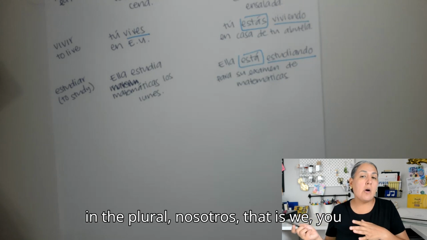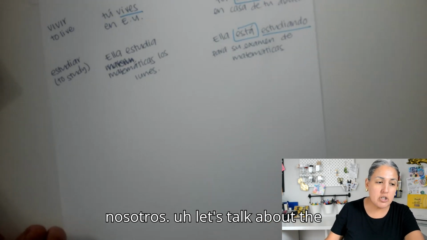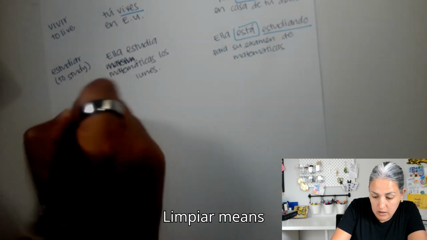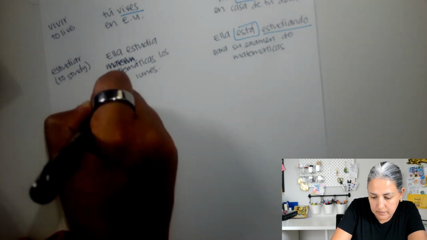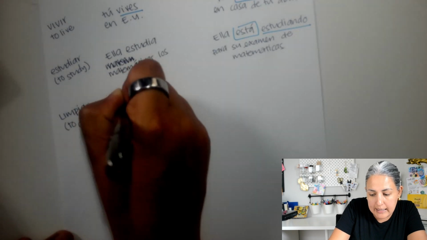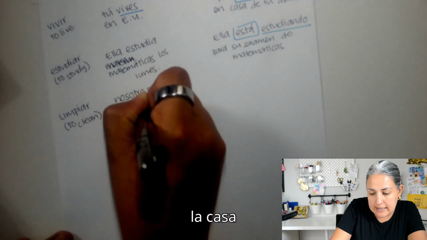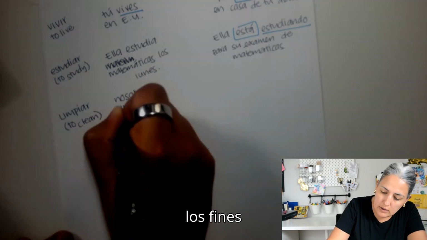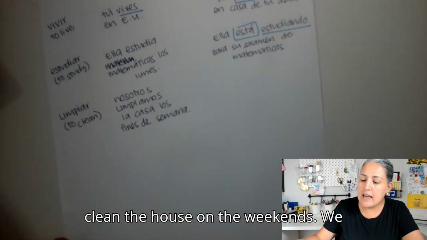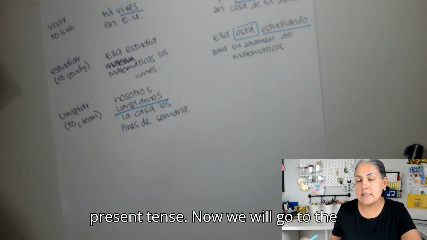Let's do another one in the plural. Nosotros, that is we. You are included when we're talking about nosotros. Let's talk about the verb limpiar. Limpiar means to clean. Nosotros limpiamos la casa los fines de semana. We clean the house on the weekends. We clean in the present, simple present tense.